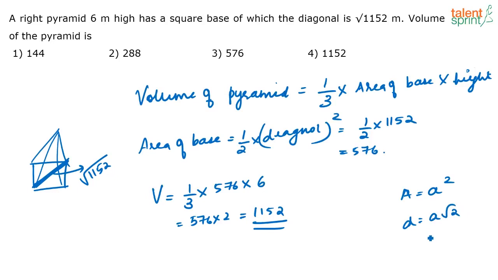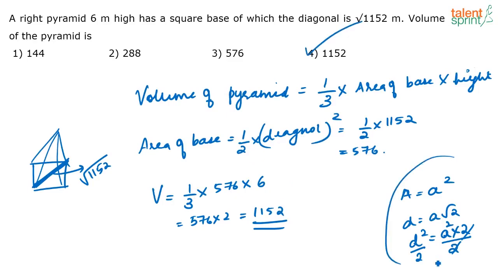So here when you are doing the diagonal squared, what do you get? When you do the diagonal squared, you will get a squared into 2. So what is the area? Area is nothing but a squared. So diagonal squared by 2 will give you the area. That's how this formula is arrived at, in case you don't know how this is done. Okay. So here the answer is 1152.